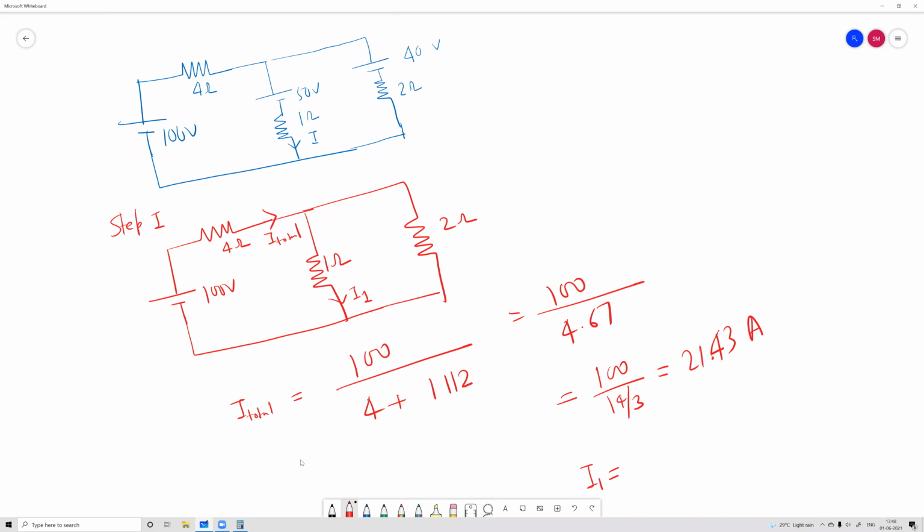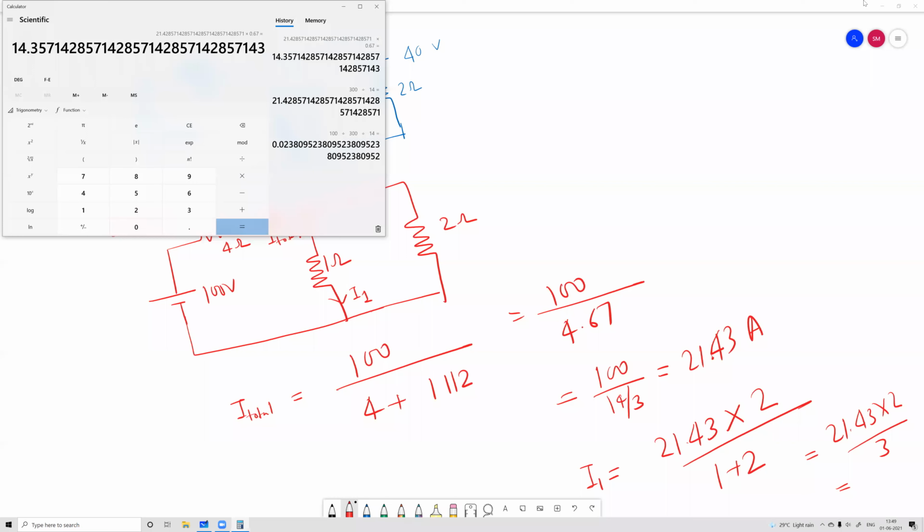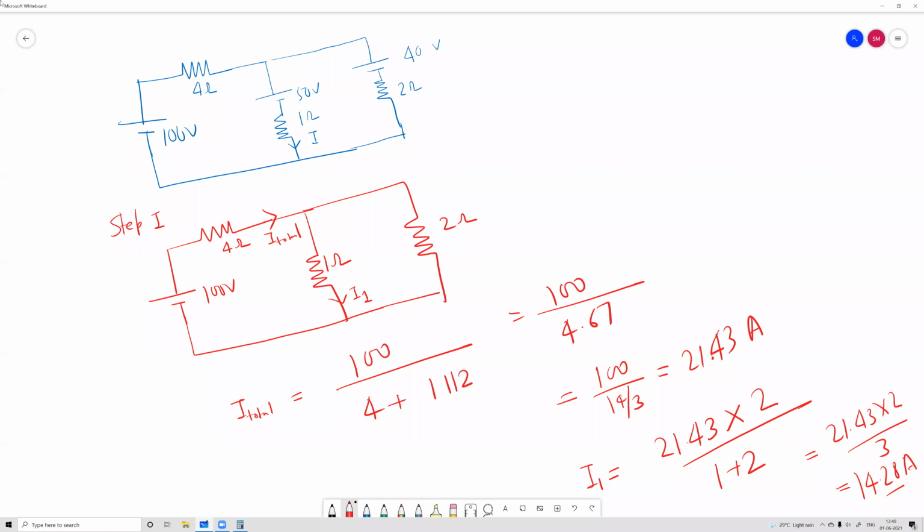Okay, so what will be I1? You can use again the current division rule as she said. 21.43 I total into 2 by 1 plus 2. So that is 21.43 into 2 by 3, which is equal to 14.3. Close to this much. Is it okay, I1? Yes, sir.